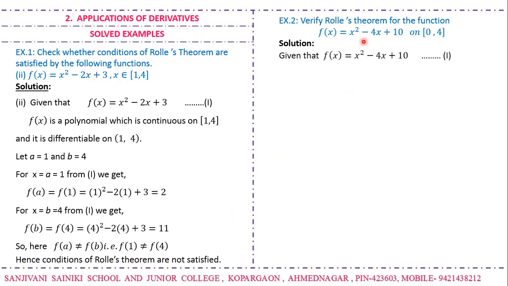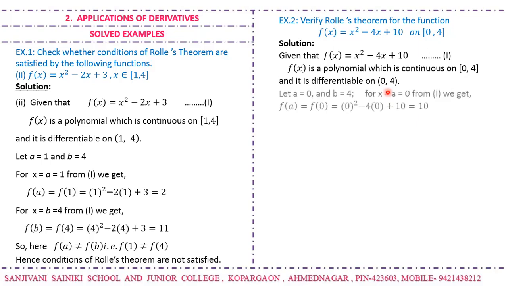Again, the example given is a polynomial function. Again, we will write it as it is a polynomial function. It is continuous everywhere, differentiable everywhere. So in particular, it is continuous on the closed interval 0 to 4 and differentiable on the open interval 0 to 4. Then we will go for the end points at x is equal to 0 and x is equal to 4. We will find the value at the end points. So f of a is equal to f of 0 and we get it as 10. Similarly, we will put b is equal to 4 in this given function. Then again we get 10.